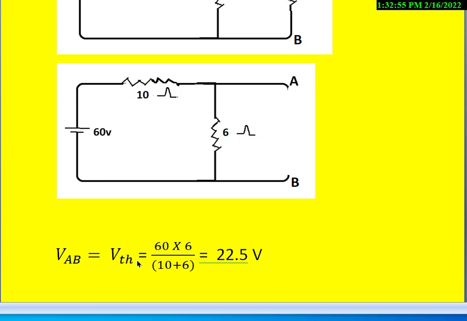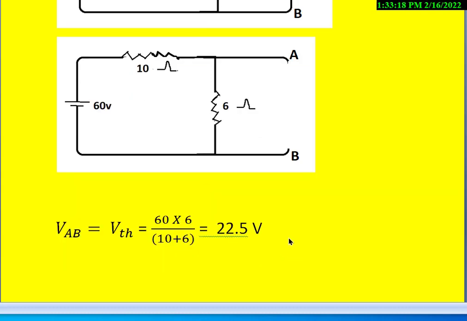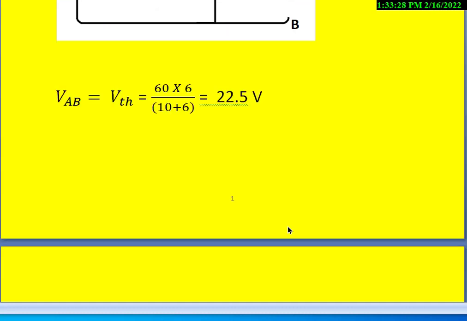That is equal to 60 into 6 divided by 10 plus 6. So 60 divided by 10 plus 6 will give the current flowing in this circuit. Multiplied with the 6 will give the voltage across 6 ohms. So after simplification, we get here 22.5 volts, and this voltage is called the open circuit voltage across the terminals A and B, which is called the Thevenin's voltage.